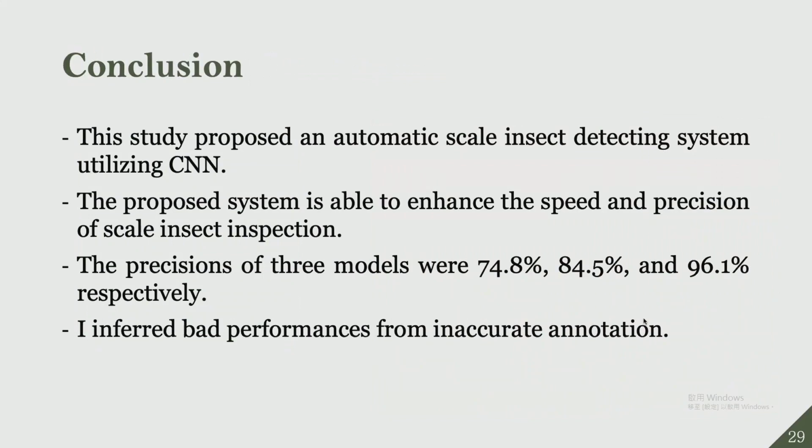So the conclusion is that I have constructed a model prototype system using the convolutional neural network YOLOv5 to detect scale insects, and the results are on the screen. I infer that the bad performance is related to inaccurate annotation.